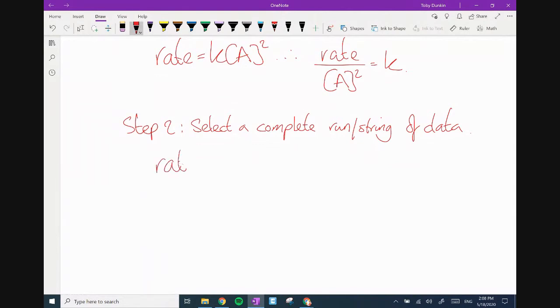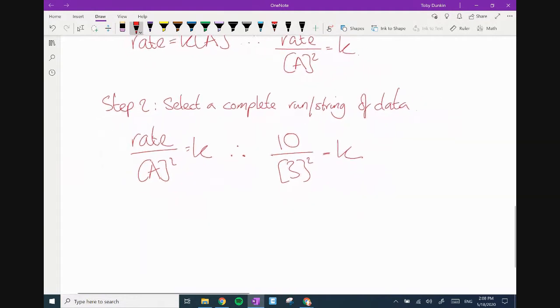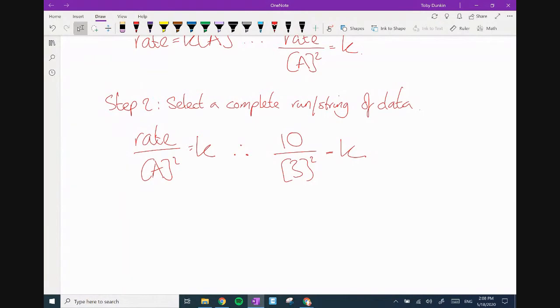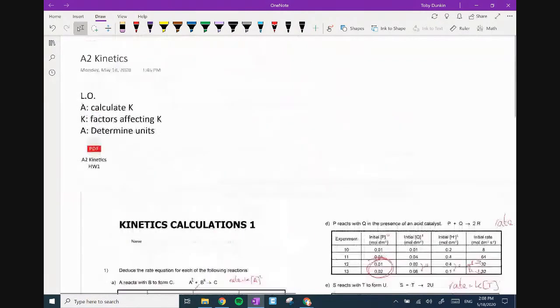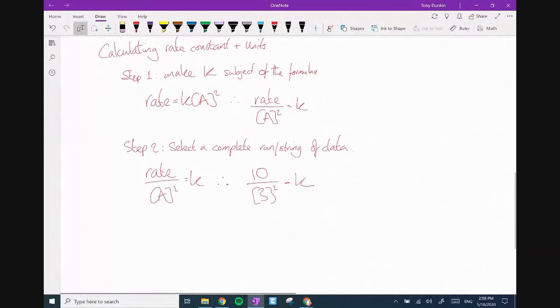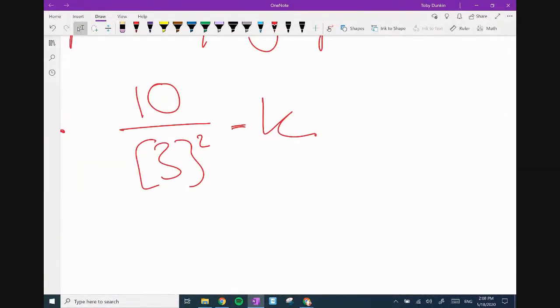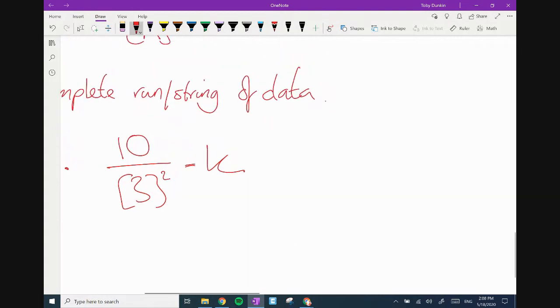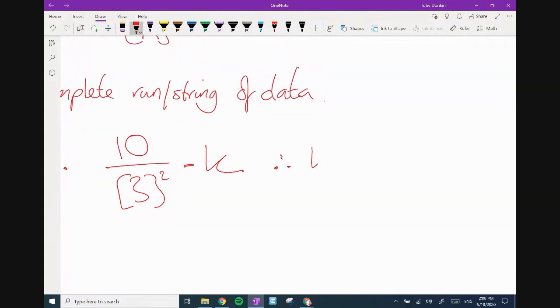So my equation is rate over A to the power of 2 equals k. Input my data from the string. The rate was 10. A was 3 squared equals k. And then just run it through my calculator. This is really easy. Let's just check that I got those numbers right. 10 and 3. Yeah. Right. 10 divided by 3 squared gives me a k value. So therefore, k equals 1.11.